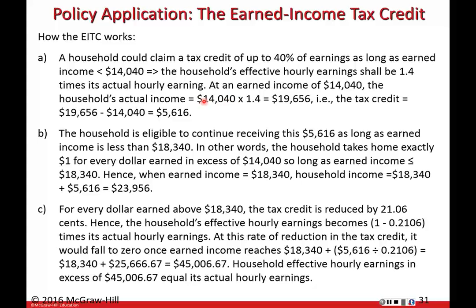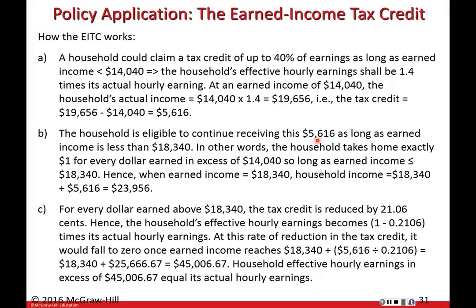So the household's actual income now, which is earned income plus the tax credit, becomes 19,656. So what is the actual tax credit being received? It's the 19,656 minus the 14,040, which is a sum of $5,616. So this is the amount of tax credit that the household receives once it is earning 14,040. Now, what the government says is, the household is eligible to continue receiving this sum of 5,616, this tax credit.